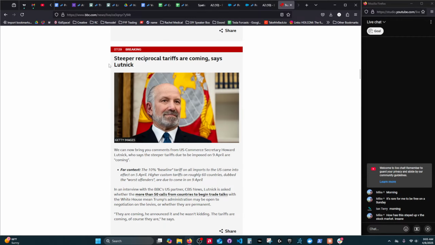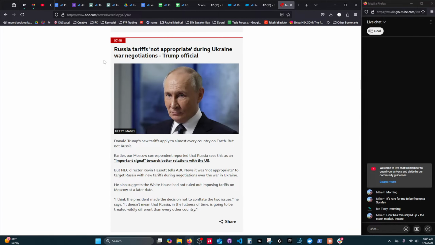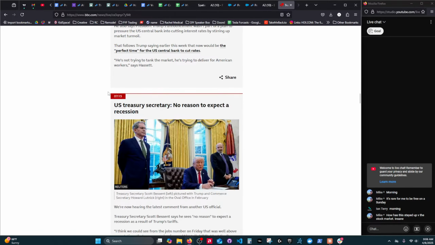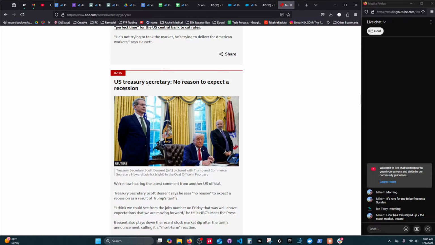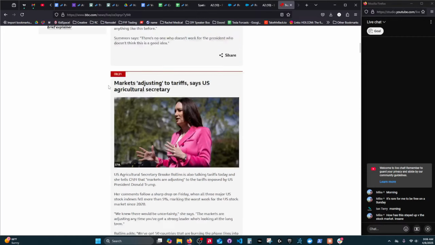Steeper reciprocal tariffs are coming, says Lutnick. And by reciprocal, that's what the administration is calling them. Russia tariffs not appropriate during Ukraine war negotiations. Oh, that's why they didn't get tariffs. I guess that kind of makes sense. Nothing, no news changes, just articles really. Rise in prices not a heavy burden on consumers, says U.S. official. I thought the reason Trump got elected was inflation. Let's be clear on that, that's the only reason he got elected. U.S. Treasury Secretary: no reason to expect a recession. Of course they're going to say that. So yeah, there's no change.